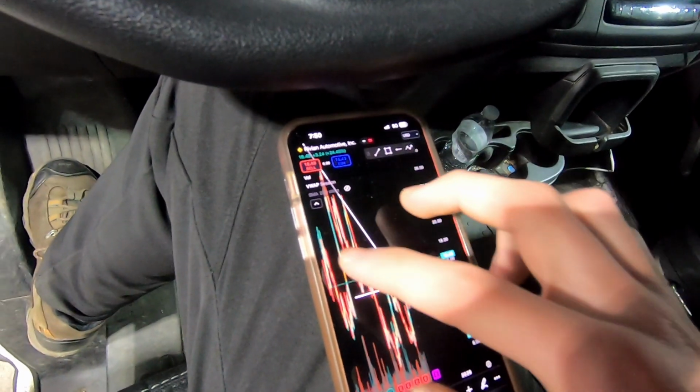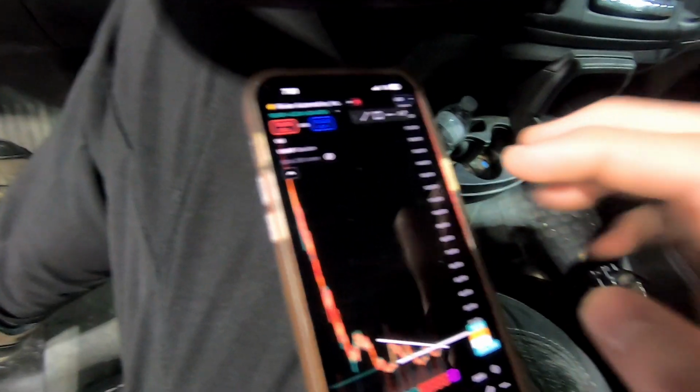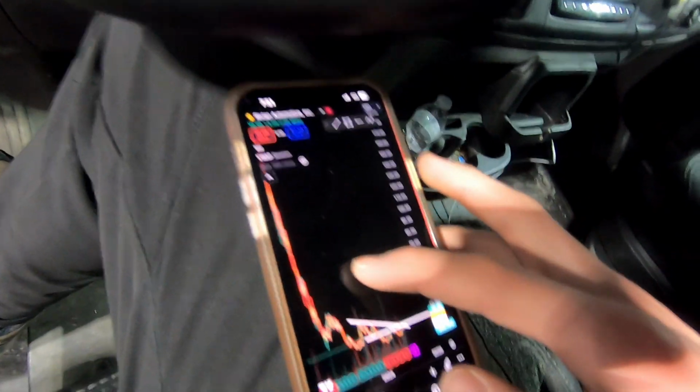It's starting to break out on the weekly chart. It'd be amazing if the stock got back up to all-time highs eventually.